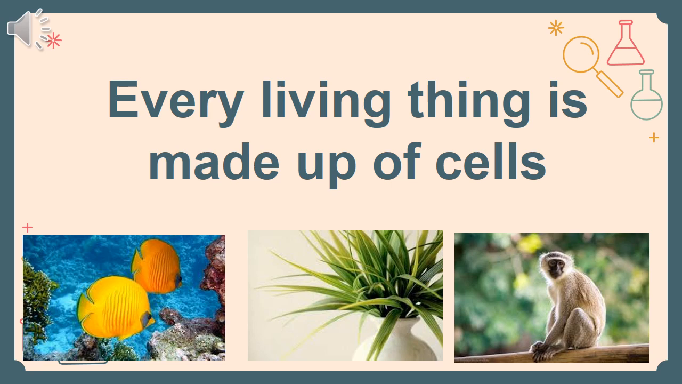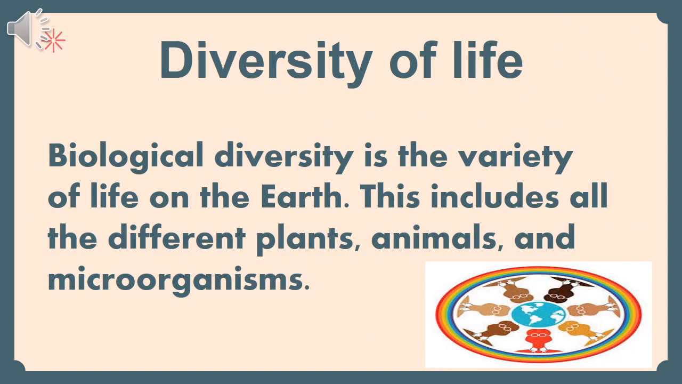For example, rose, lily, zebra, tiger, these are all different types of organisms. Different types of plants and animals indicate diversity of life. Now I will show you a video to understand what is diversity. Now you can easily define the diversity of life.